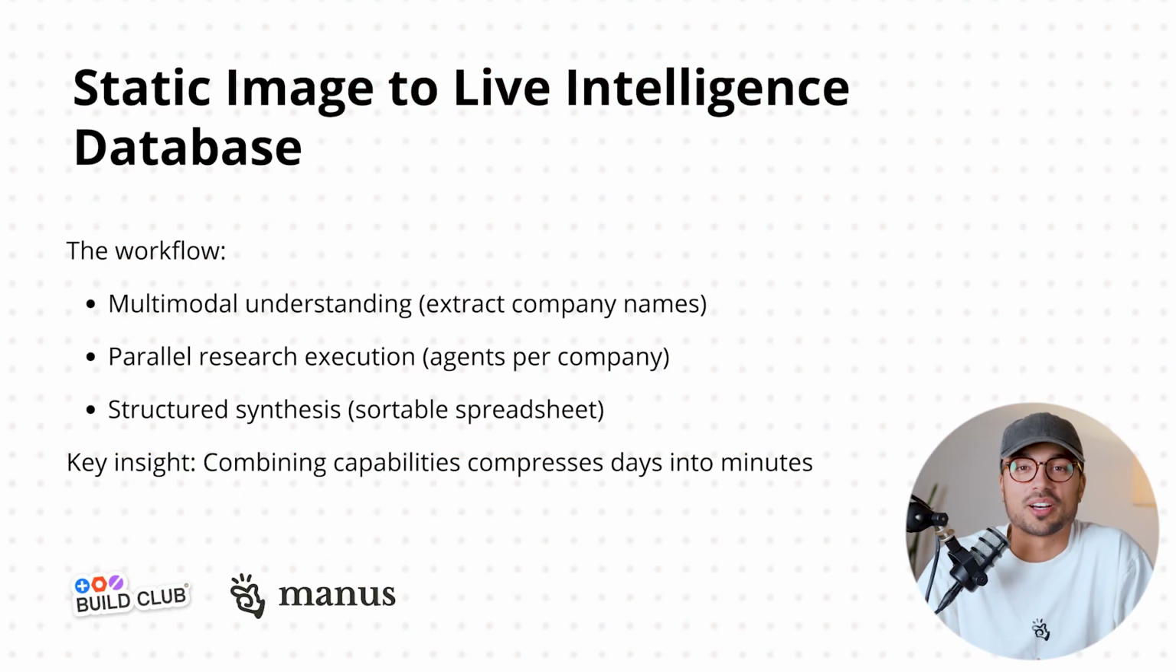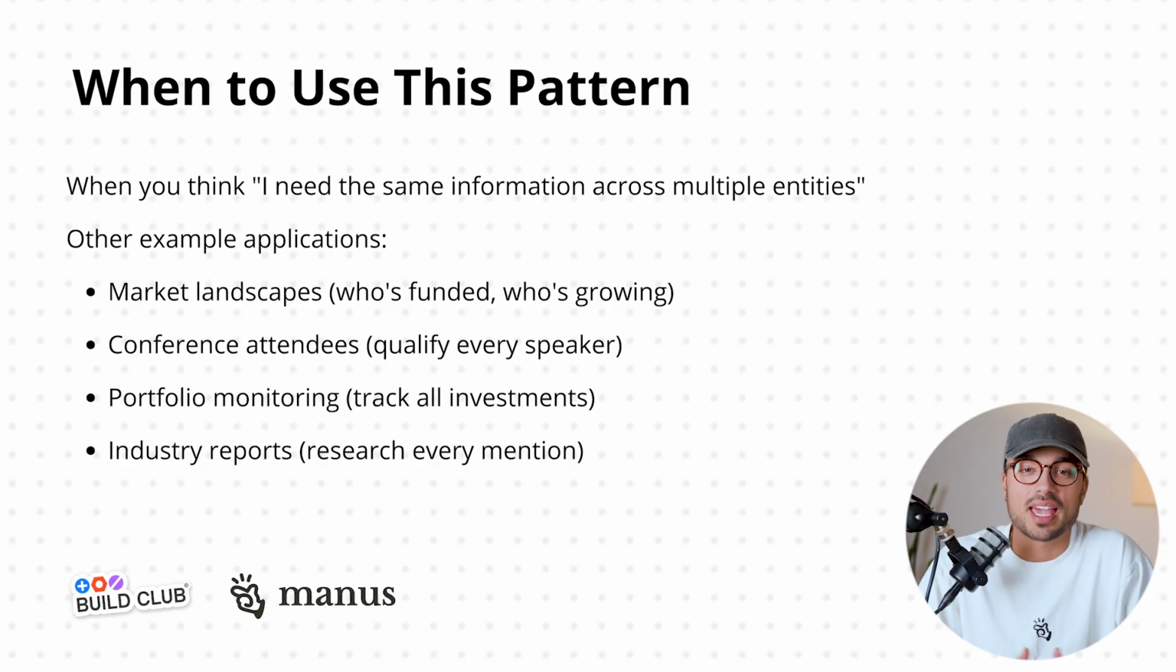So what did we really unlock here? We combined Manus's multimodal input by reading images, wide research, and structured output by creating a spreadsheet directly into one smooth workflow. Think about where else this pattern can apply. Every time someone shares a market map, a competitor landscape, a conference attendee list, anything where you need the same deep information across multiple entities, they can all use the same workflow and save you a massive amount of time.